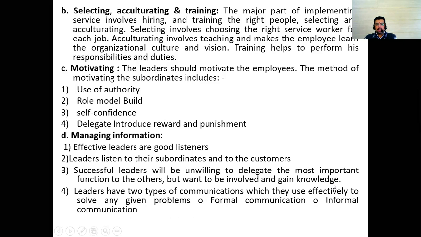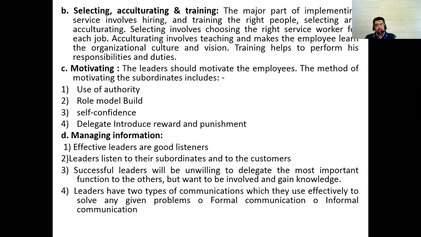The second is selecting, then acculturating and training. What is that exactly? Selecting means you select a qualified candidate for the organization, and acculturating means you need to maintain such a culture. Then you need to give facilities to all the employees who are not ready to work, who don't have such finishing. For them you need to give training.